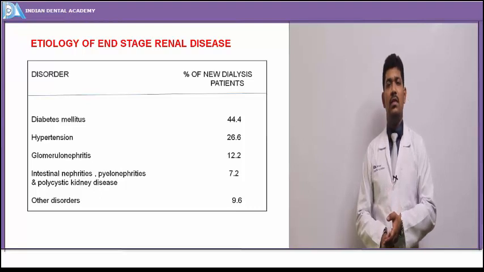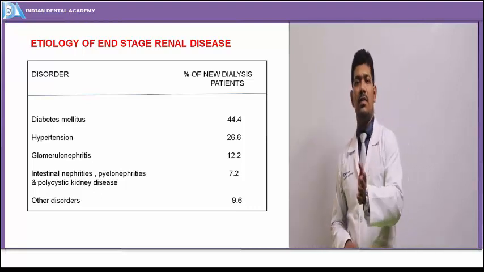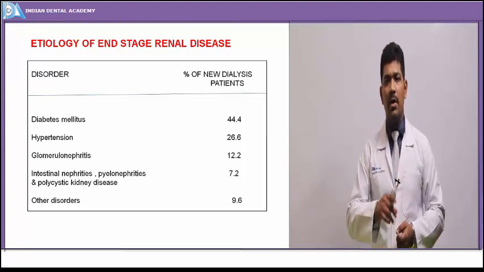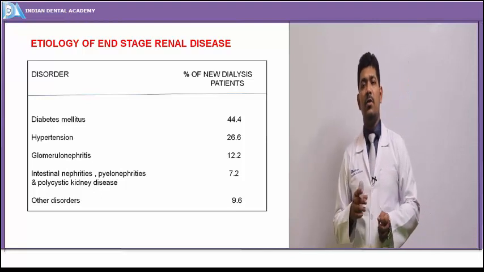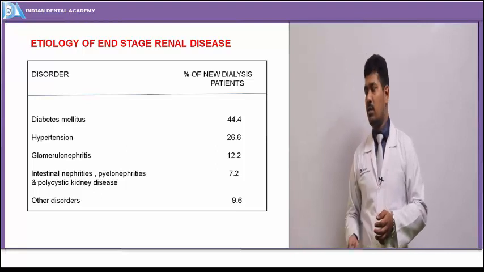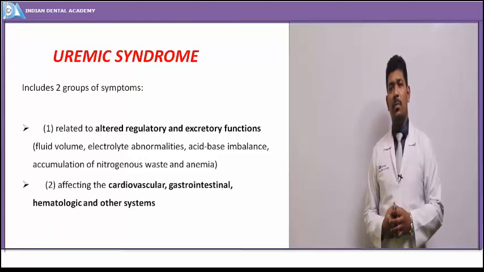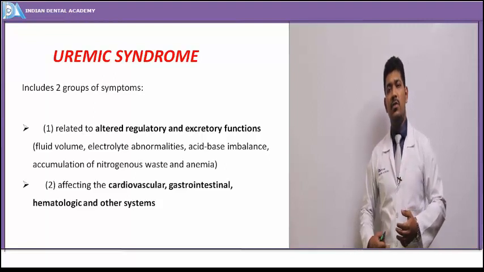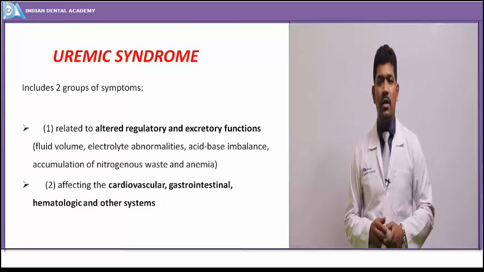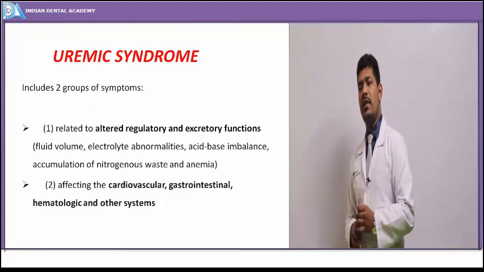And also, because diabetes mellitus and hypertension in themselves have a number of oral manifestations or oral complications, coupled with renal disease, they produce a disastrous effect on the oral mucosa as well as oral bony structures. Now, the byproduct of this end stage disease or chronic renal disease is something called uremic syndrome, which includes a number of effects because of this chronic renal failure.